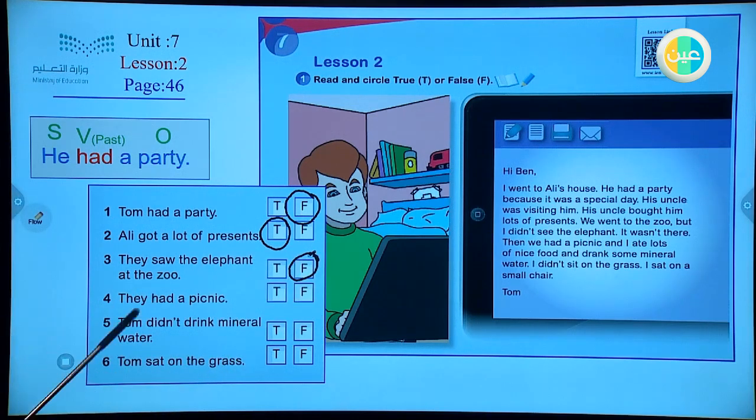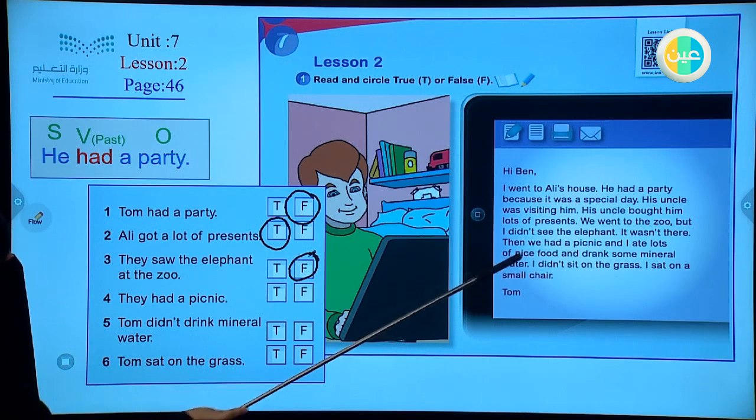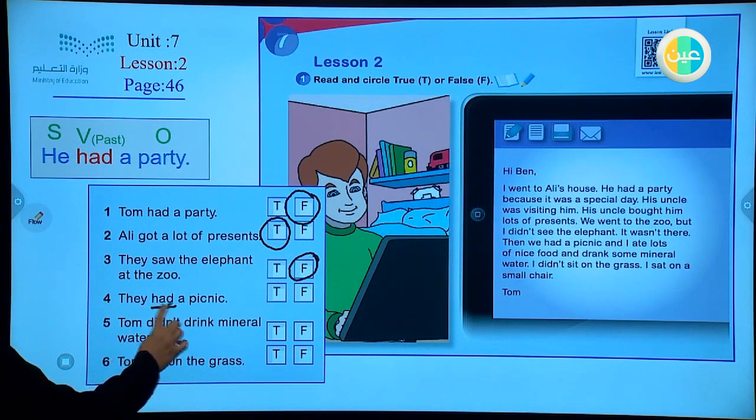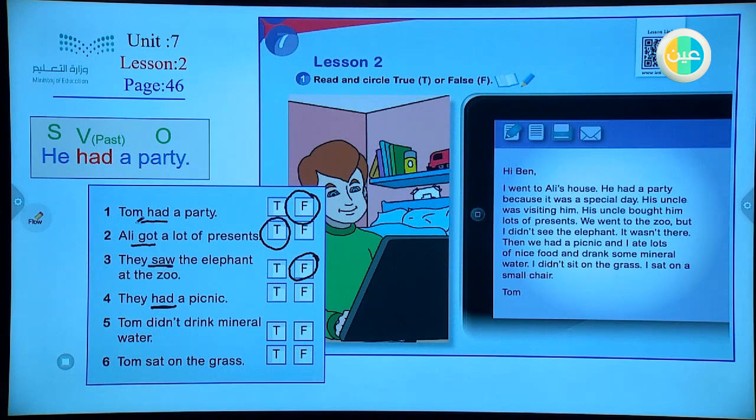They had a picnic. What do you think? I just read this with you. They had a picnic or no? Yes, we had a picnic. Had, the verb had. Okay, the verb saw, the verb got, the verb had, all in the past.